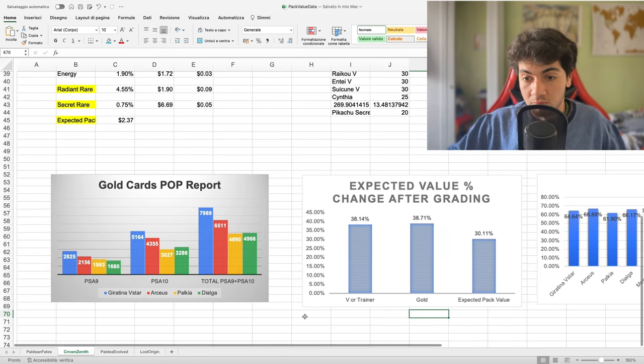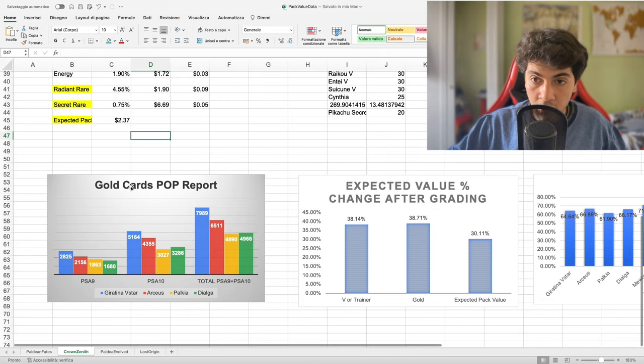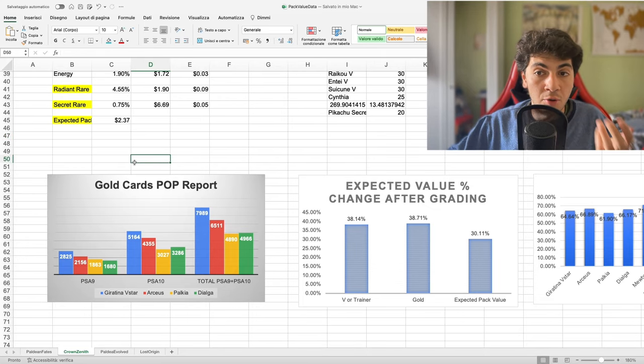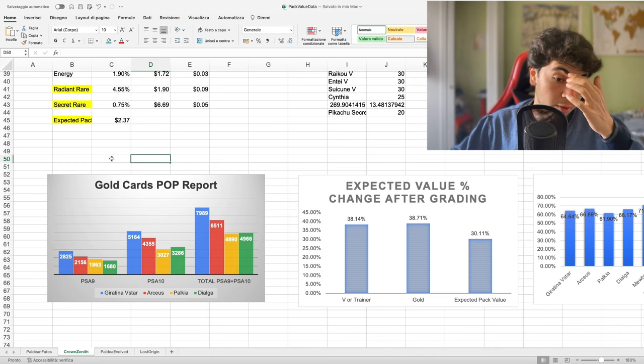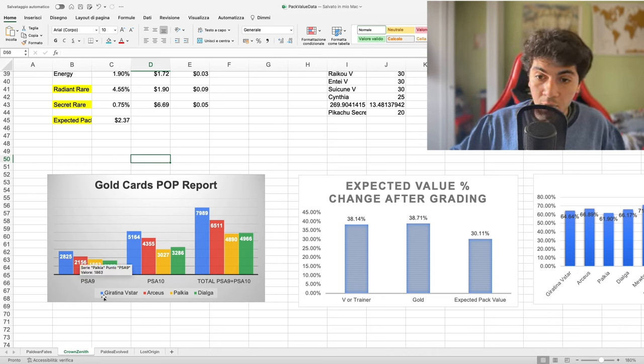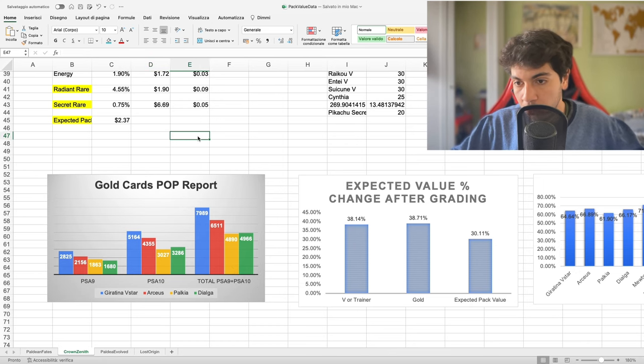That's quite a lot. Now, an interesting visual representation of the pop reports for the gold cards, which are, in my opinion, the most sought after, as well as the most expensive, along with the Mewtwo V-Star. Tina in blue is the most graded card, followed by the Arceus, and then Palkia and Dialga are pretty similar when it comes to pop reports.